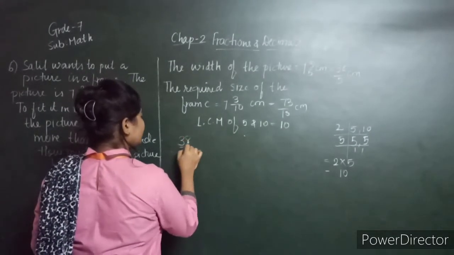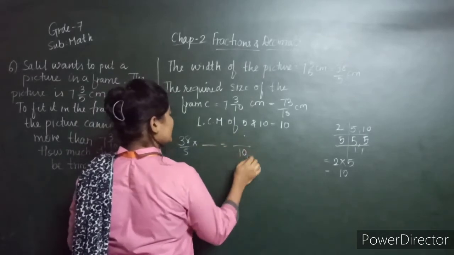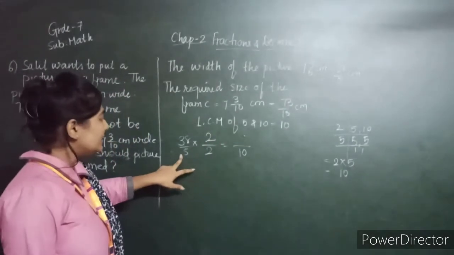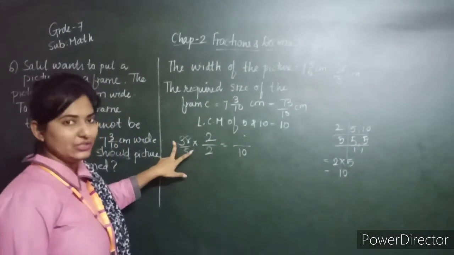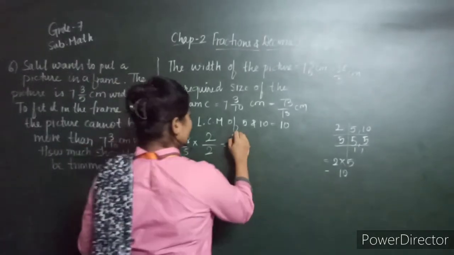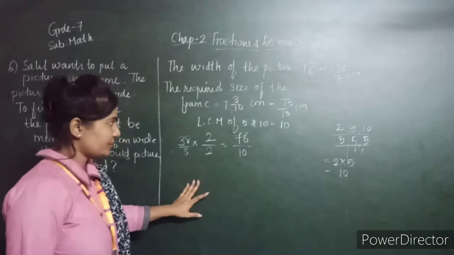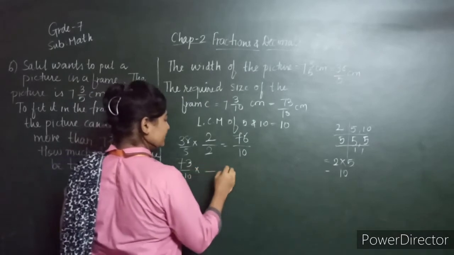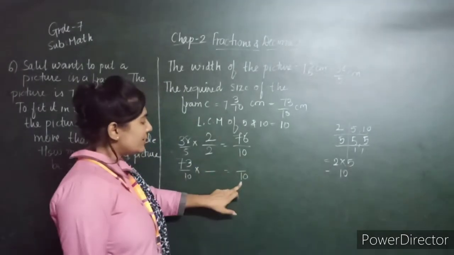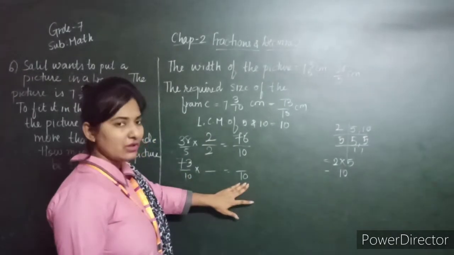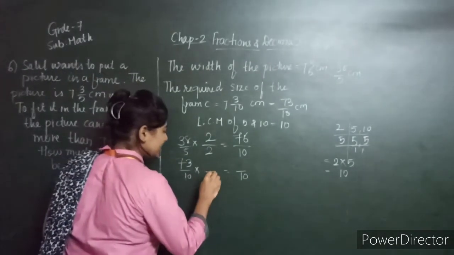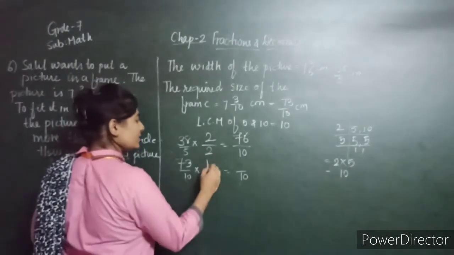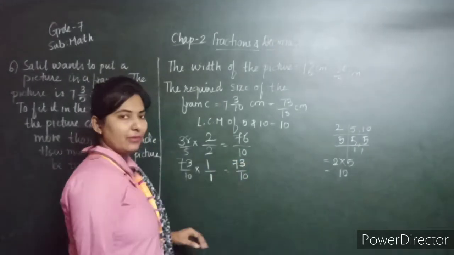So 38 upon 5 into, here we have to put 10. So 5 2s are 10, and here also 2. So if we multiply the denominator with 2, we have to multiply the numerator with 2. So here it is 76. Then 73 upon 10. Here the denominator is 10 and our LCM is also 10. So here we multiply by 1. So here we got 10. So if we multiply the denominator with 1, we multiply the numerator with 1. So it is 73 upon 10.